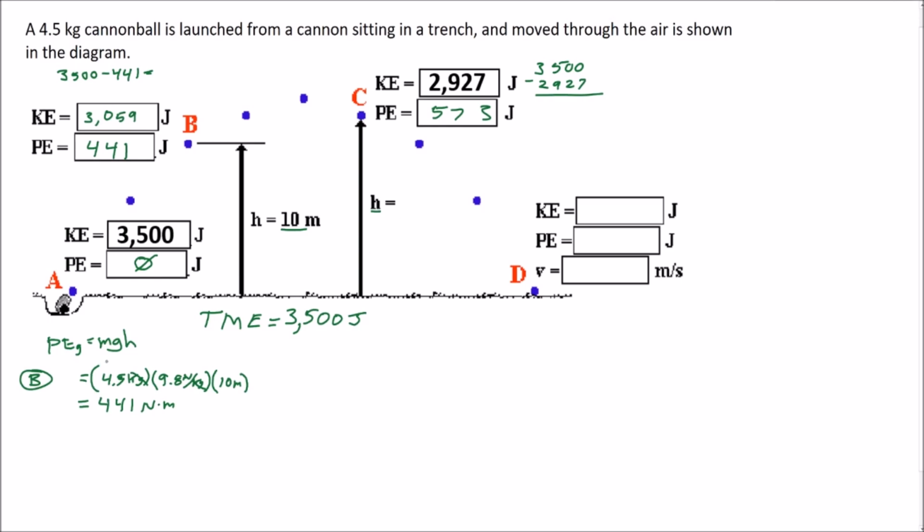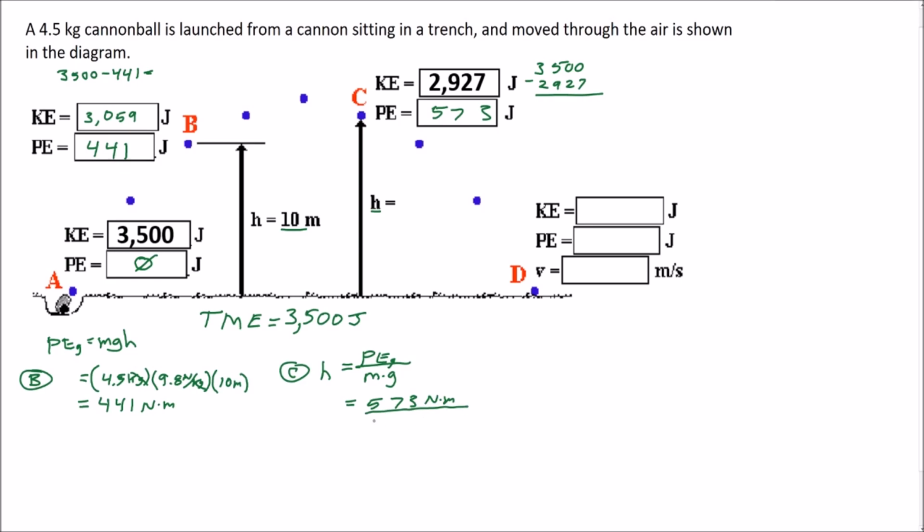And so once again, we go back to this equation here, and we're just going to rearrange it to solve for height. If we take both sides and divide by mass and gravity, then at point C, the height will be the gravitational potential energy divided by mass times gravity. And we plug our numbers in. We know the potential energy is 573 joules, or we'll just put newton meters, those are joules.